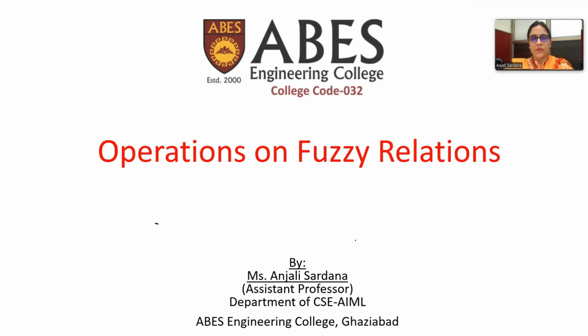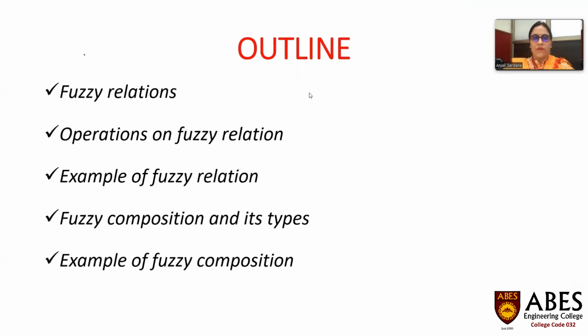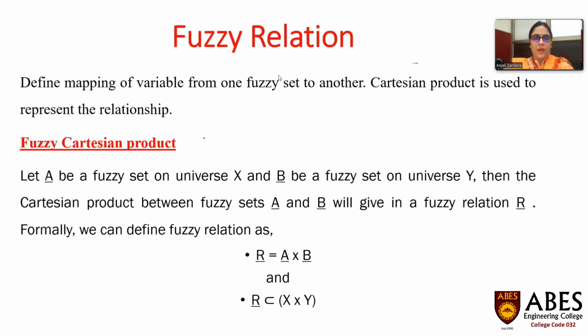Today we are going to discuss the topic operations and fuzzy relations. The outline of the topic will be: we'll be discussing fuzzy relations first, then we'll be talking about operations on fuzzy relations, then the example of fuzzy relations, and then we'll be discussing the fuzzy composition and its types, and then we'll be taking the example of fuzzy composition.